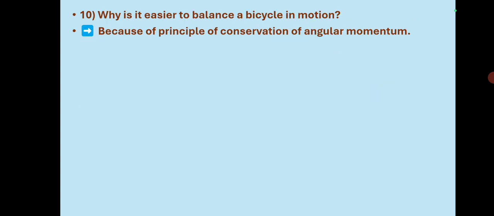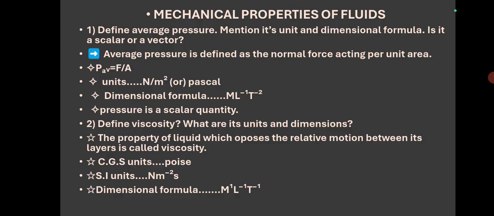Why is it easier to balance a bicycle in motion? This is due to the principle of conservation of angular momentum.